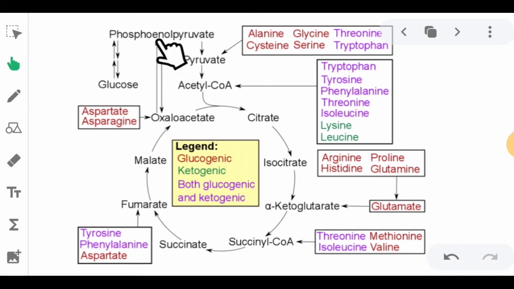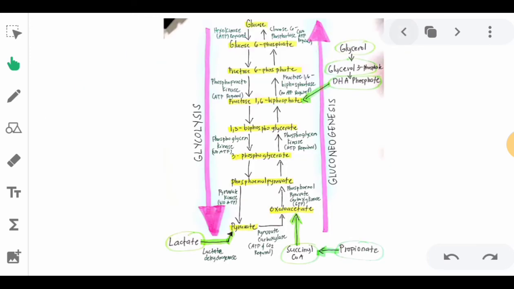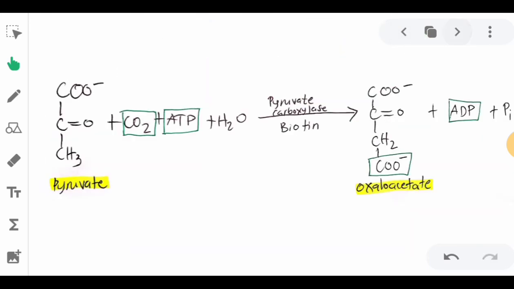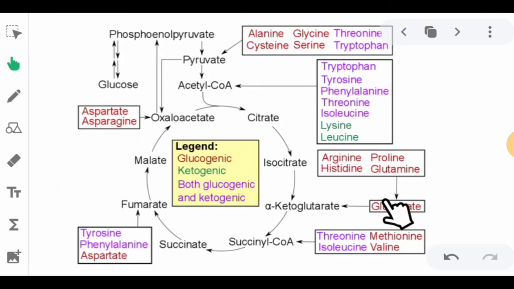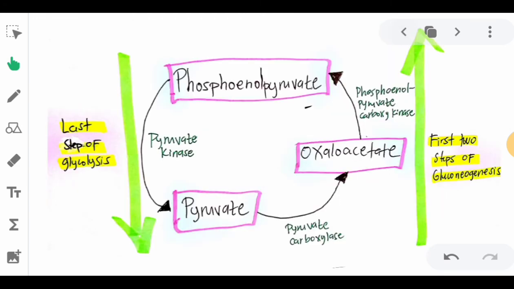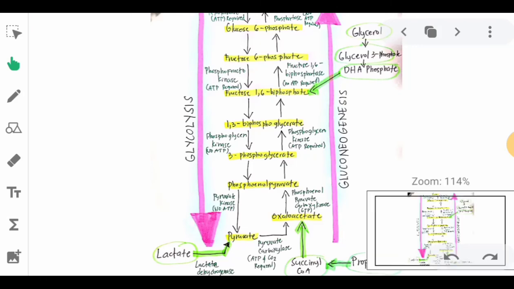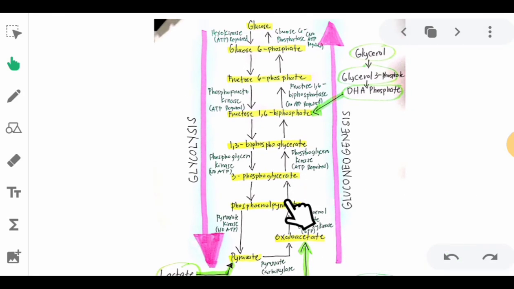So once in phosphoenolpyruvate, it will again follow the same pathway here from phosphoenolpyruvate up to glucose for those amino acids. And these amino acids here will be converted first into glutamate, which will be converted into alpha-ketoglutarate, which will be converted into succinyl-CoA, which will be converted into succinate, fumarate, malate, oxaloacetate, and which will be converted into phosphoenolpyruvate. And once it reaches the phosphoenolpyruvate, it will follow the same pathway such as others, phosphoenolpyruvate up to glucose.